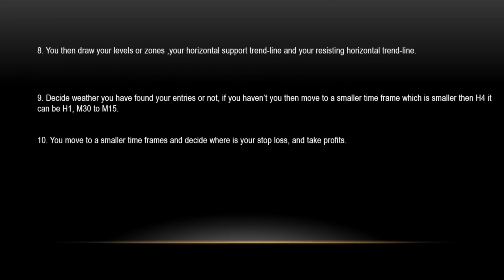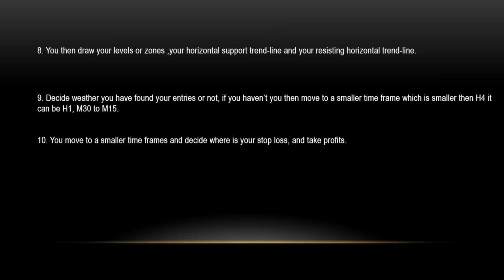On number 8, you then draw your levels or zones, your horizontal supporting trend line and your resisting trend line. Number 8, you then draw your levels or your zones. Your zones are your so-called horizontal supporting trend line and your resisting horizontal trend line. So those are your levels, which are then your zones that you start drawing.